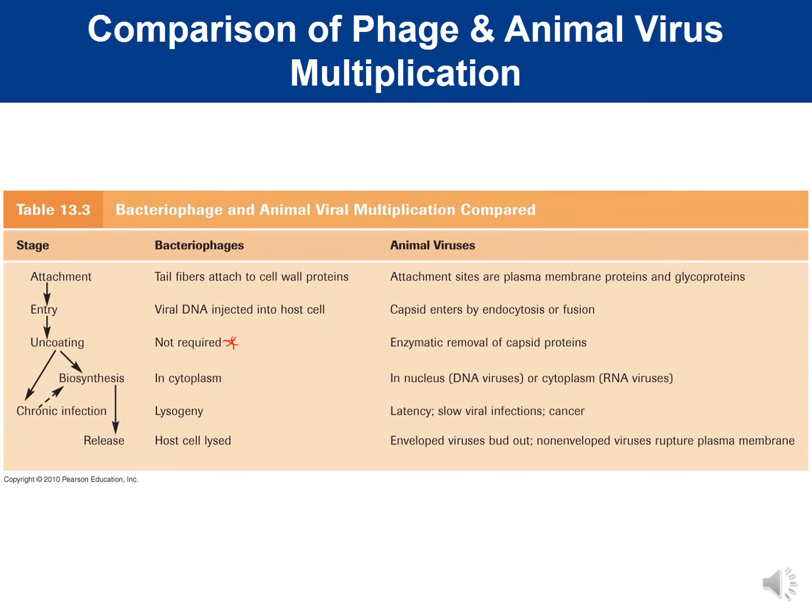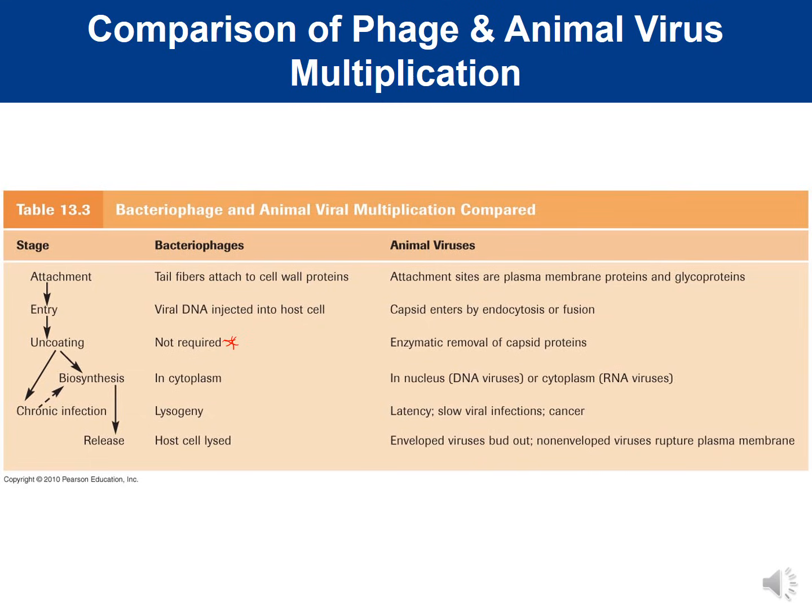Uncoating is not necessary in phage because the capsid never enters. However, in animal viruses, the capsid goes in, and so they have to have the protein capsids removed to expose the nucleic acids. We have biosynthesis, and in biosynthesis, the cell is going to replicate nucleic acids. It's going to make more parts for the phage. It's going to make the protein capsid, etc.